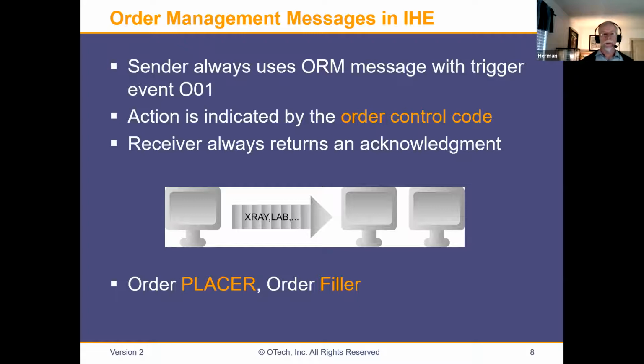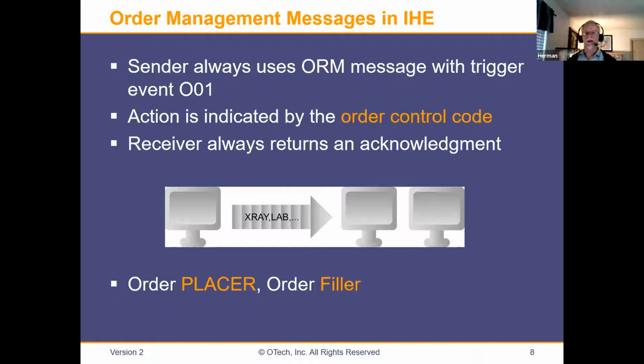Okay, so in IHE, remember the scheduled workflow profile that says for order management, you should have an order message, and then with the trigger event 001. And in the order message, it has a control code that says this is a new order, canceled order, continuation order, stop order. So it's an order control code, right?